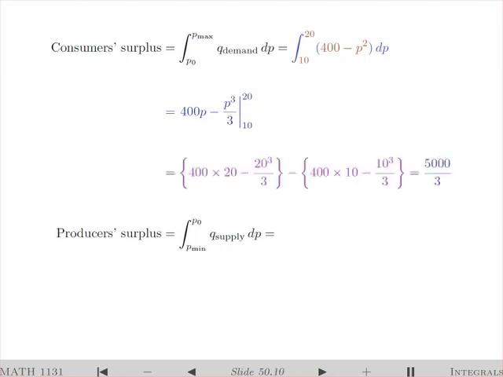Or we can use the formula. Equilibrium price P naught is 10. The maximum price at which there is any demand is 20. The demand equation is 400 minus P squared. Integrate that with respect to P. Again, it's a quadratic, so the integration is easy. Apply the power rule term by term, then take the net change. If I do the arithmetic, I get 5,000 over 3.